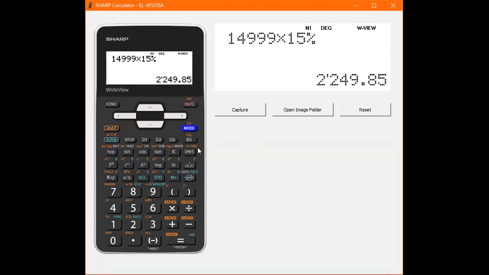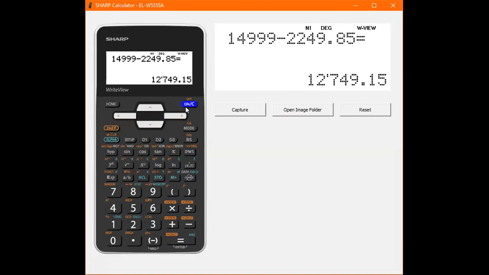Now we need to work out how much she has left to pay. So we can also say 14,999 minus 2,249 Rand and 85 cents. I hope I got that right. And so that's how much left she has to take a loan out for.